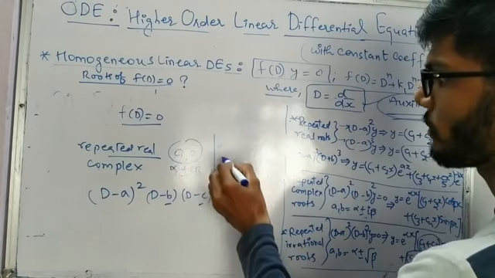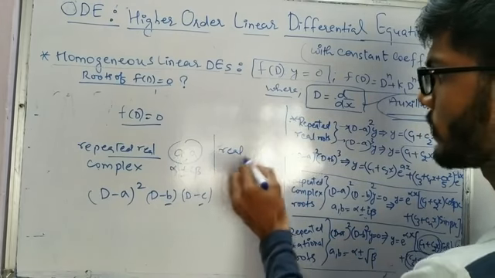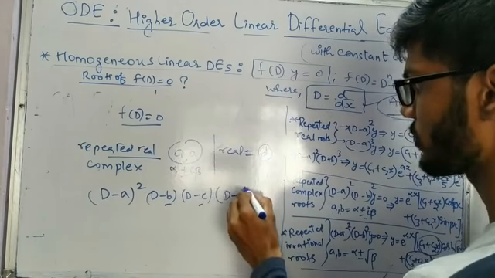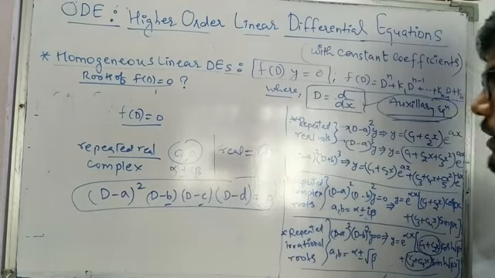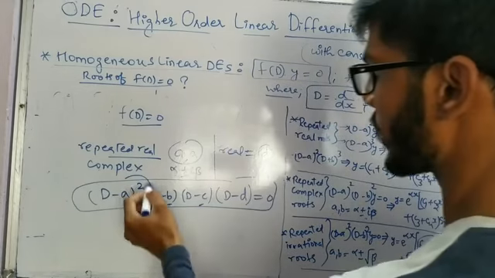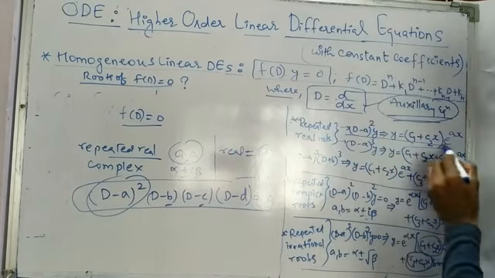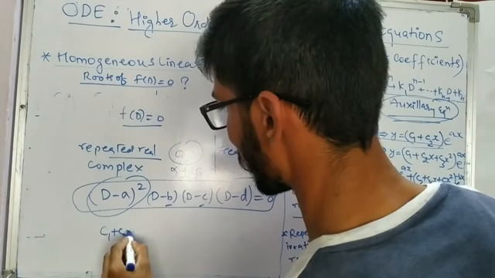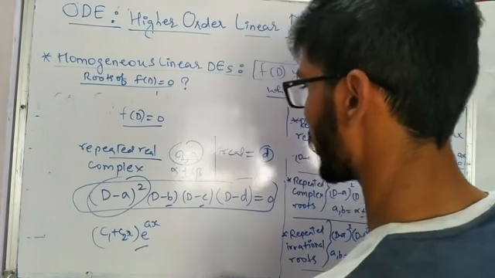And now I will take one real root only, but it is not repeated. So I will take d. This is a real root and it's not repeated. So D minus d is equal to 0. This is nothing but our auxiliary equation. And now how are we going to write the solution? First we will have to write for this particular term D minus a square. So repeated real roots. See, it's here c1 plus c2x, and our root is nothing but a. So e power ax. In the case of real root, exponential term.